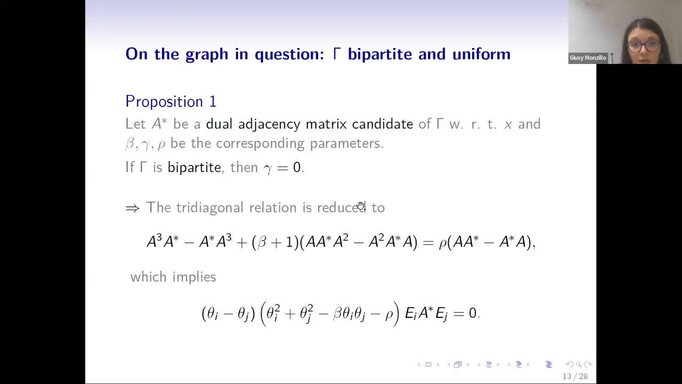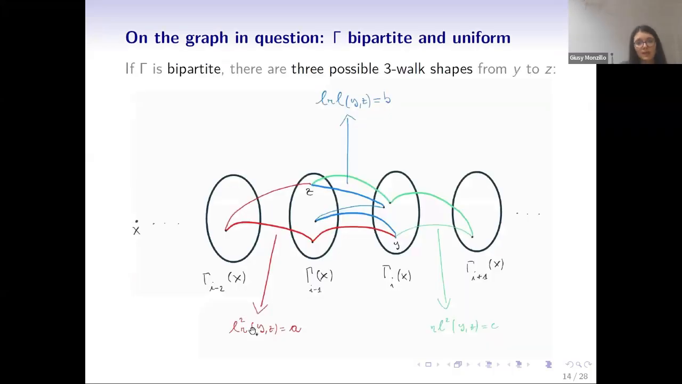In fact, the tridiagonal relation reduces to this one. So what is not appearing is the term multiplied by gamma. And of course, once we multiply, this is then further used to get to the Q-polynomial property eventually. So once we multiply by E_i and E_j on the left and right hand side of this equation, we now get again a more simplified version of the previous one in terms of the eigenvalues. Okay, so again, for a bipartite graph, actually, let me also recall this.